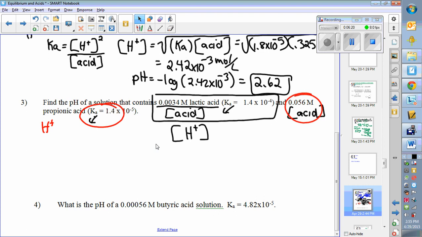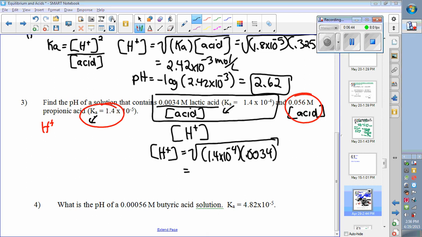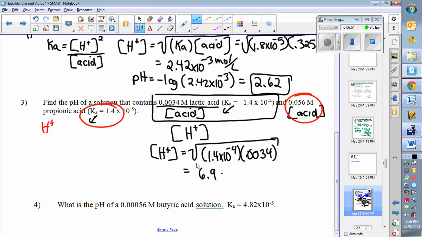which then you can take the logarithm of. So we'll do this calculation in black first to get the H plus. We've seen the calculation a few times now. It's the square root of the Ka, 1.4 times 10 to the minus 4, times the concentration, 0.0034. Okay, and we'll see what that comes out to. It comes out to 6.8, now 6.9, I guess. 6.9 times 10 to the negative 4. And that's moles per liter.